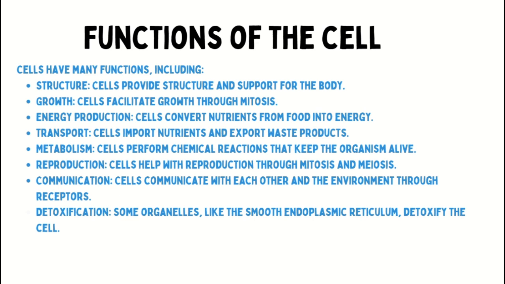So we said that metabolism is cells performing chemical reactions that keep the organism alive. Reproduction: cells help with reproduction through mitosis and meiosis, which are basically the two ways by which reproduction happens. We know mitosis happens in somatic cells, meaning body cells, and we produce two daughter cells in the end. Meiosis includes the fusion of gametes, so this is the sexual aspect of reproduction, right?